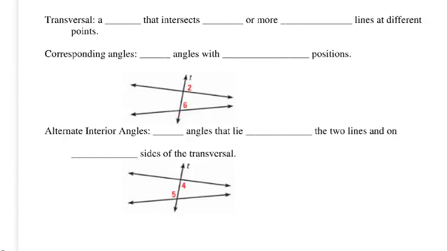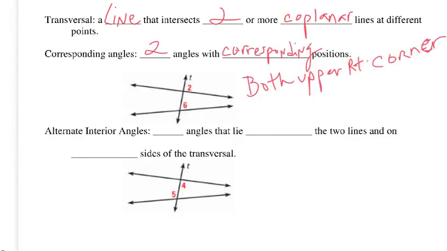The angles that are formed by this transversal line can be paired up different ways. In this first picture, angle 2 and angle 6 are considered corresponding angles. So it's two angles with corresponding positions. One way of thinking about corresponding positions is that we have 4 corners right here, and the 2 is in the upper right corner, and the 6 is also in the upper right corner. So they're both in the upper right corner in this situation.